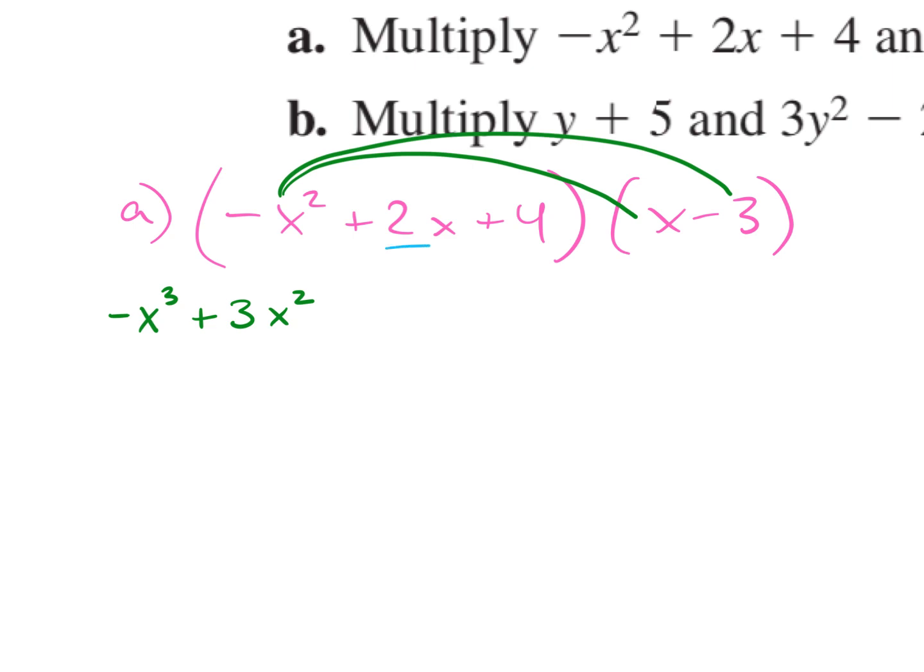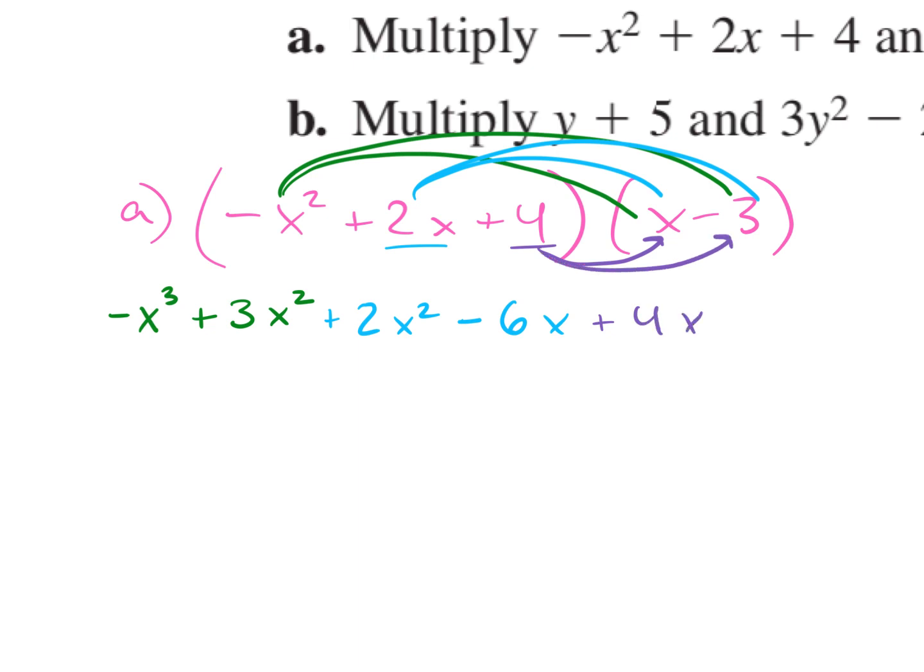Now let's move on to the 2x. What's 2x times x? 2x squared. What's 2x times negative 3? Negative 6x. Then we can move on to the 4. What's 4 times x? 4x. And 4 times negative 3? Negative 12. What do you think we need to do next?